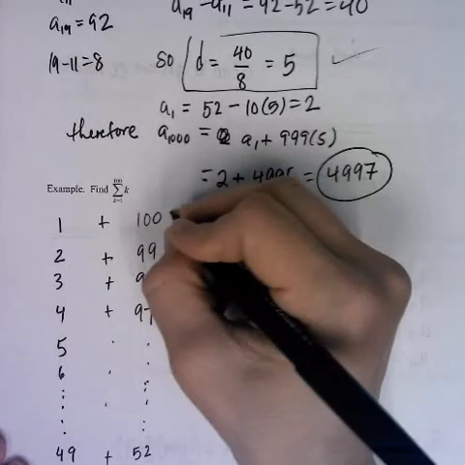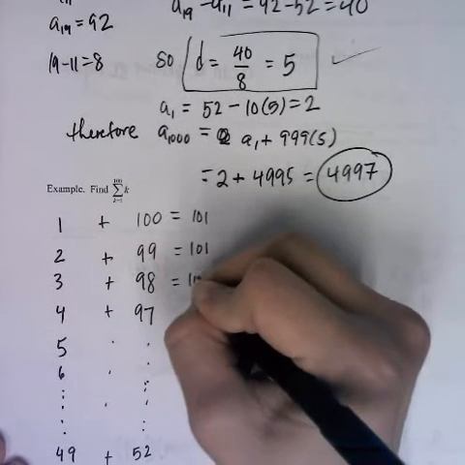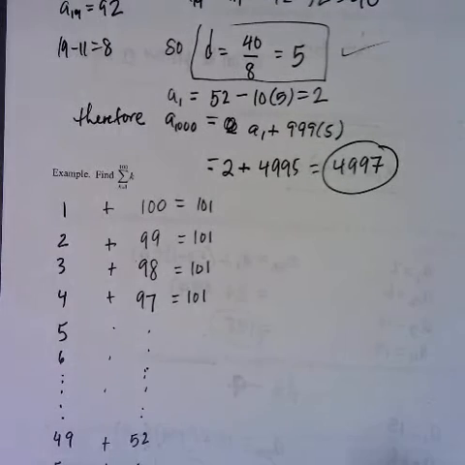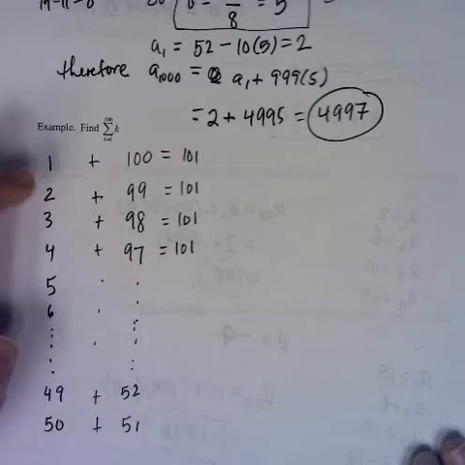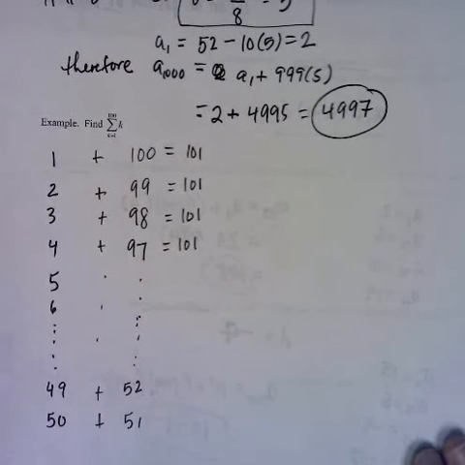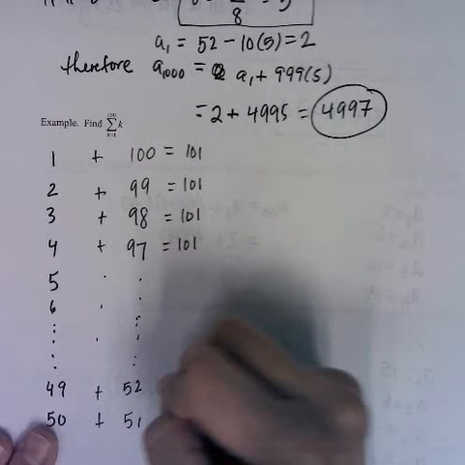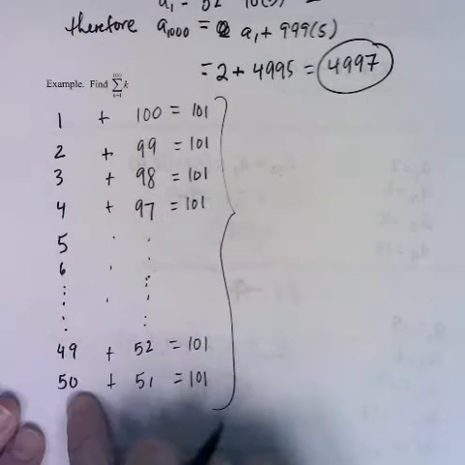Notice that each of these sums is 101, and that's what's going to make our work easier. If we were doing 1 to 1000, we would just do 1 plus 1000, 2 plus 999, etc. We'd get 1001, of course, instead of 101. But that's a constant, and we know how many of them we have. So how many do we have? This keeps going. Well, we have 50.